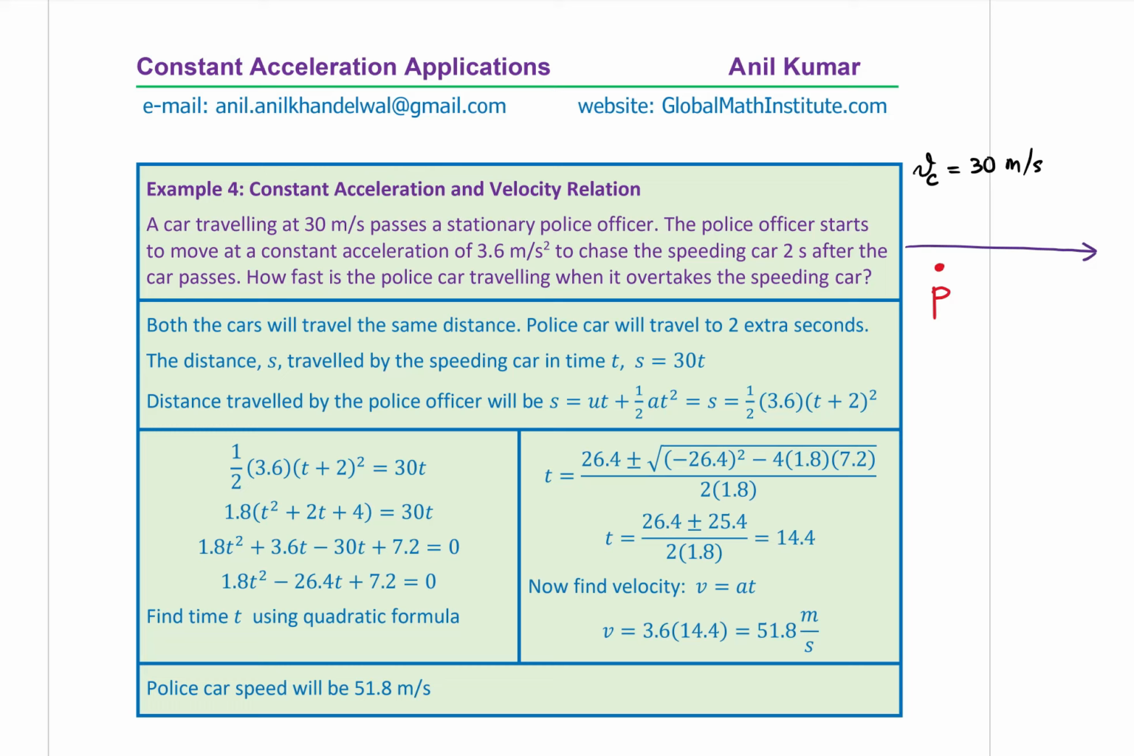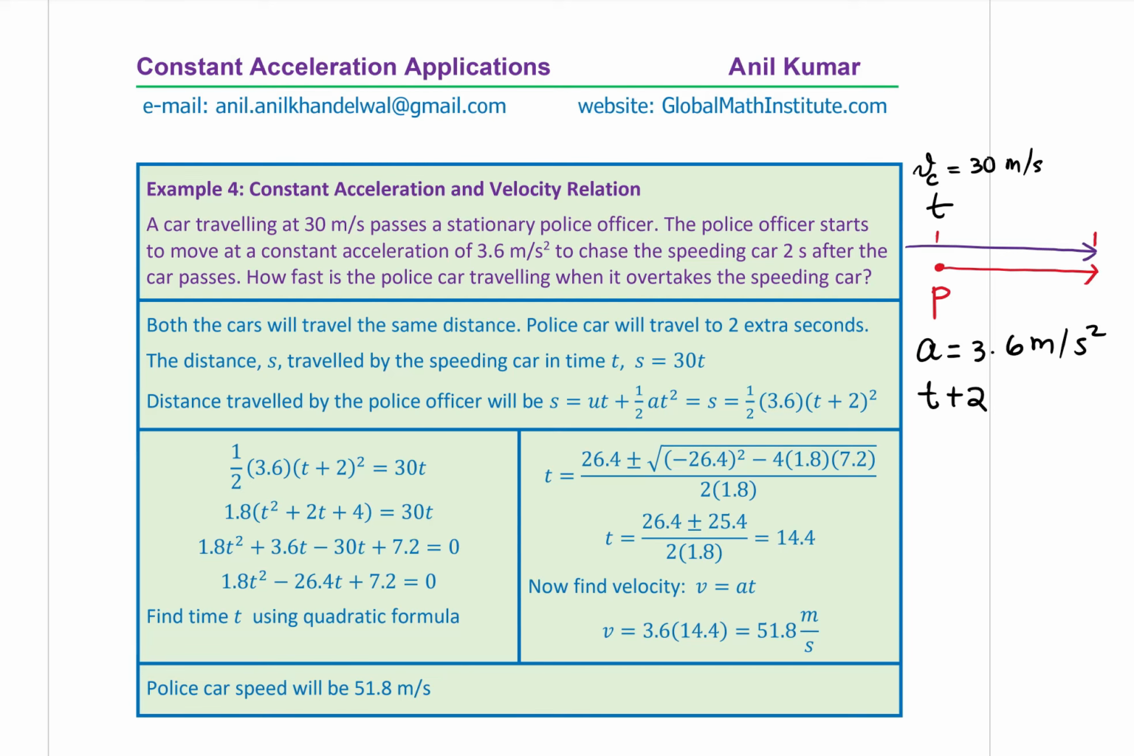Now, as far as the police officer is concerned, he moves at a constant acceleration of 3.6 meters per second squared, but he starts 2 seconds after. So if the time taken for this is t, then the time taken here will be t plus 2, correct? So the police car starts the chase, but when they meet, they are at the same point. You get the idea, right? They are at the same point. So how fast is the police officer traveling when it overtakes? That means they covered the same distance, correct? So that is the whole idea.